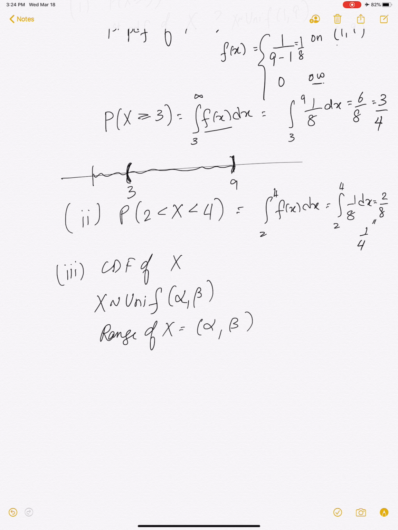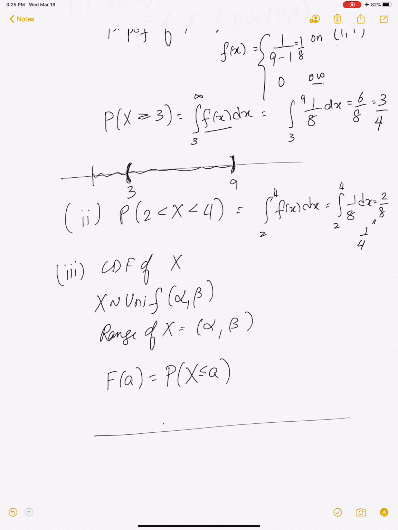You can think of this very loosely: it's never less than alpha and it's never bigger than beta. It's less than alpha with probability 0, and bigger than beta with probability 0. The range of the random variable is alpha to beta with probability 1. So what's the CDF? We want to find F of a, that's the probability x is less than or equal to a.